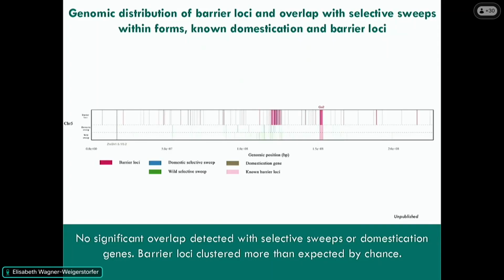we detected. Okay. So what we found is that there was no significant overlap between selective sweeps and domestication. There was no overlap between our barrier loci and selective sweeps in the domestic form, or even known domestication genes. So what we are detecting is something other than selective sweeps, basically. And we found that the barrier loci tend to cluster more than expected by chance.